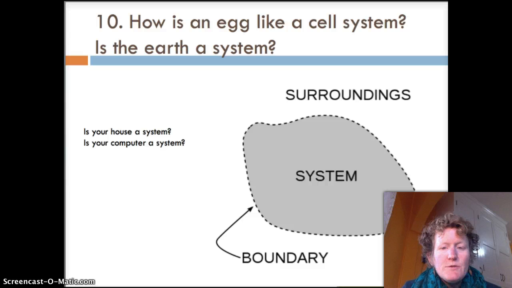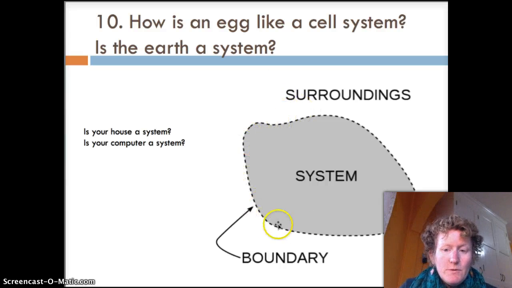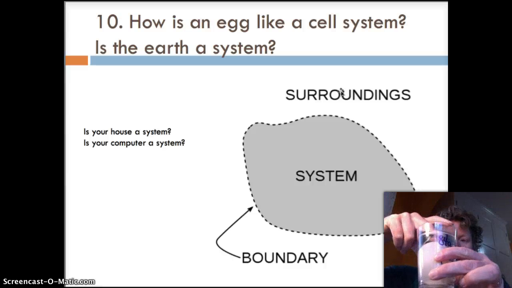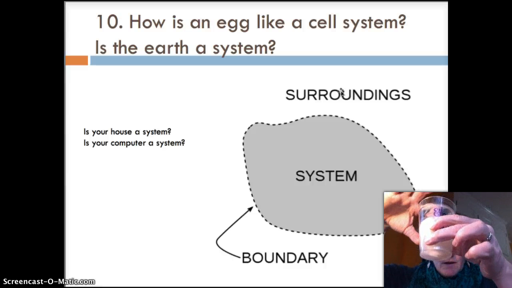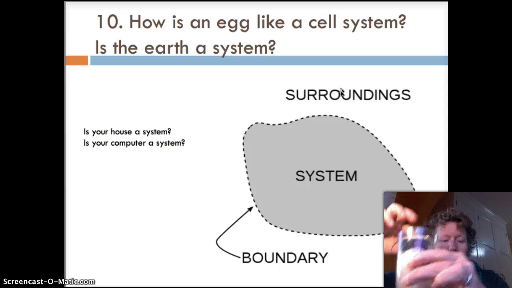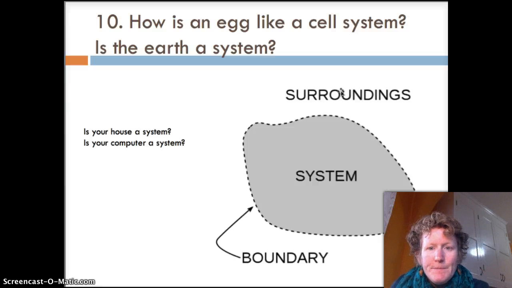So you can finish writing the rest of 9 on your own. Number 10, how is an egg like a cell system? Well, a system basically just is whatever you define it as. There's the system, a boundary that you define, and the surroundings. So our egg systems here are a good way to model cell systems. The boundary here is the membrane. And this system is an open system since things can go across the membrane, especially water.